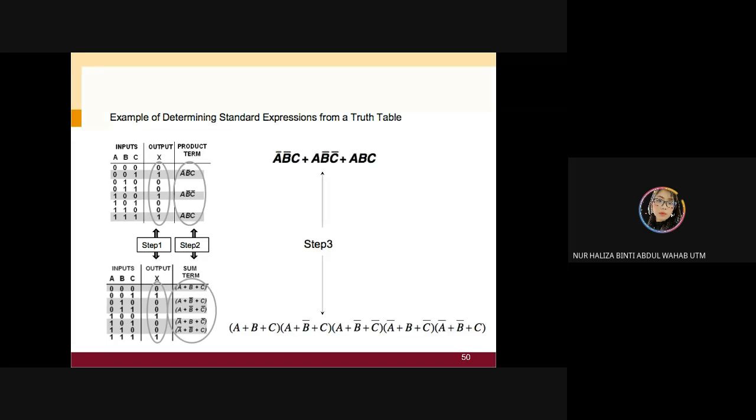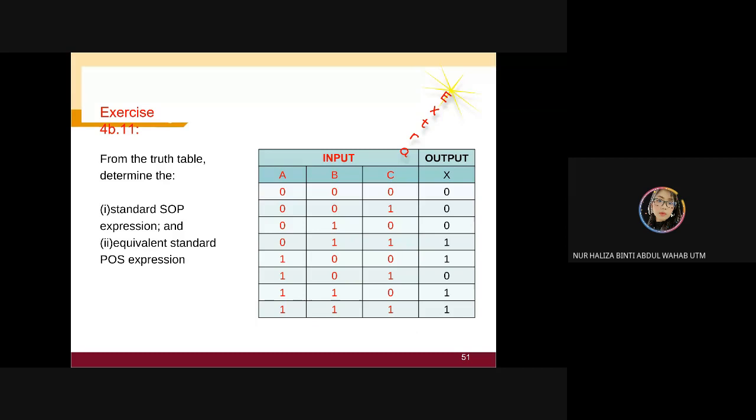So you can see step by step how to get it. And there is an exercise for you. From the truth table, determine the standard SOP and also the standard POS. You are given this truth table. You can start with any preferred one. Maybe you are familiar with POS, or maybe you like to use SOP. For myself, I'm going to pick SOP.